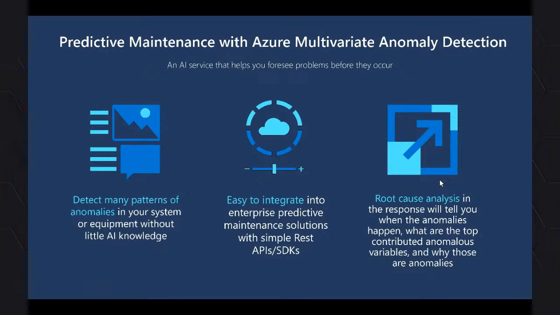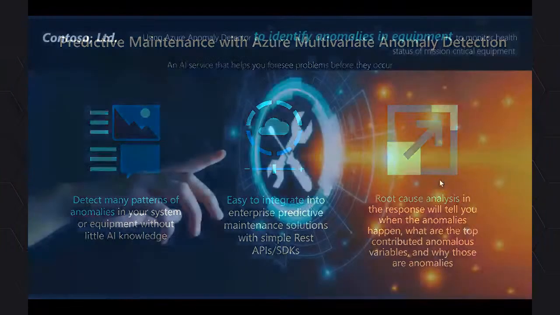And third is what I mentioned before, root cause analysis. You will not only get the anomalous timestamp, but you can also get which sensors are the top contributors at this timestamp. And you can also get the correlative sensors with the top contributors. So that will help you in the root cause analysis.